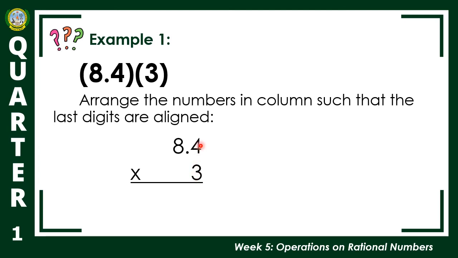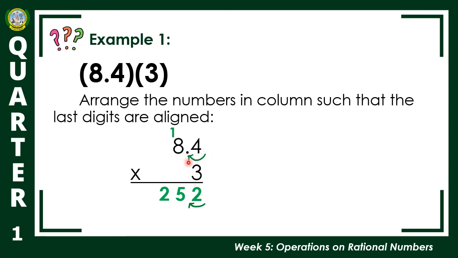So, 3 times 4 is 12. So, 2 lang ilalagay nyo dito. Carry 1. And then, 3 times 8 is 24 plus 1, 25. Okay? So, 252. But this is not yet the final answer. So, ang sabi po doon, bibilangin natin yung decimal places ng factors. So, as you can see, merong isang decimal place yung ating factor. So, ito wala.